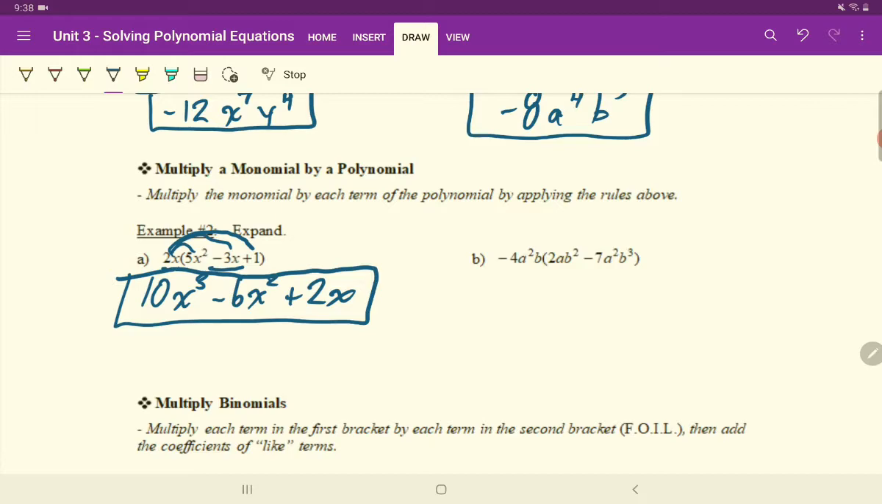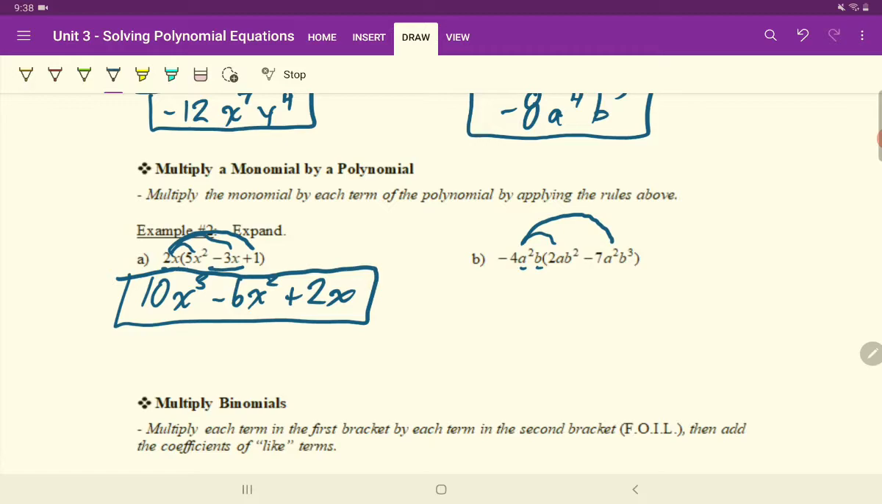Okay, slightly more complicated because now there are 2 variables here instead of 1 like the previous question. But same thing, we're going to multiply this negative 4a squared b times 2ab squared. And then because of the minus sign, we're going to distribute that negative 4a squared b to also multiply it by negative 7a squared b cubed.